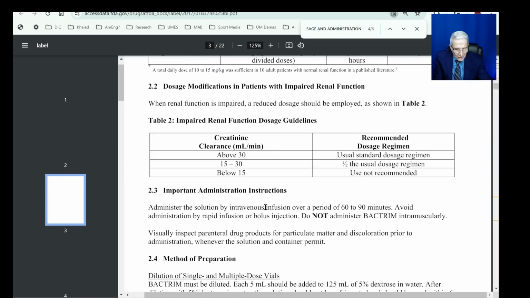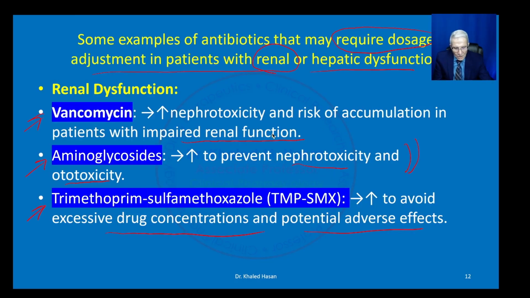So you can see the recommended dose according to the creatinine level. So for patients with impaired renal function, the dose should be adjusted according to the creatinine level: above 30, between 15 to 30, below 15. Above 30, usual standard dose. Between 15 and 30, we prescribe half of the normal dose. Below 15, not recommended. This is very important for patients who suffer from renal dysfunction or decreased renal function. Okay, so we're done with the medications.